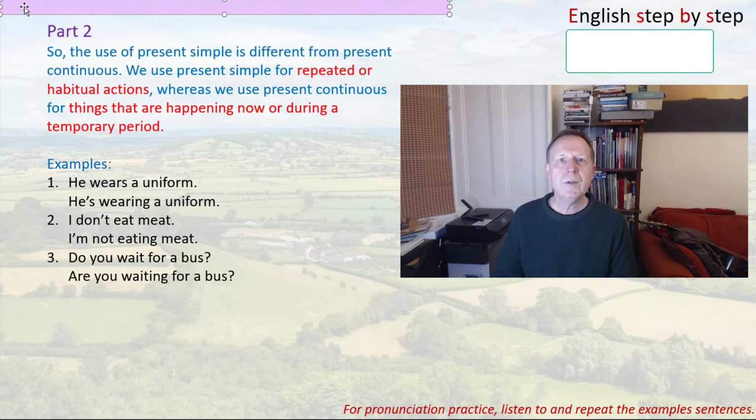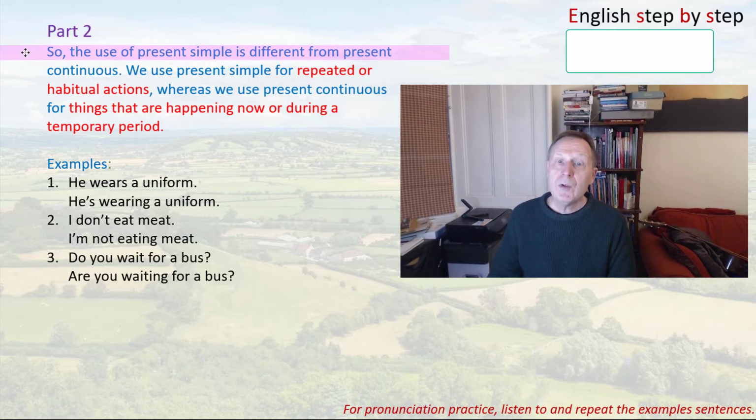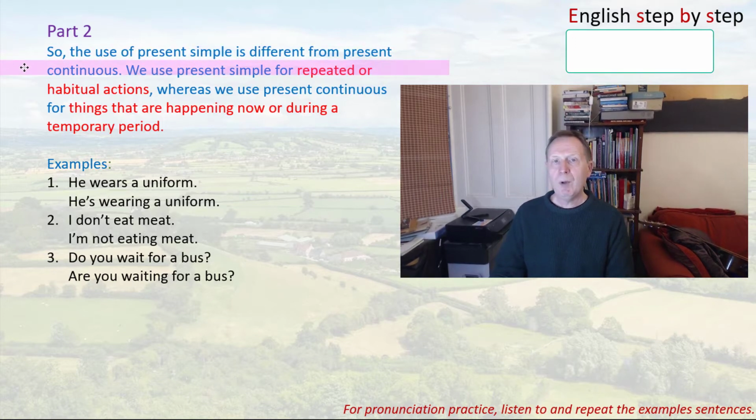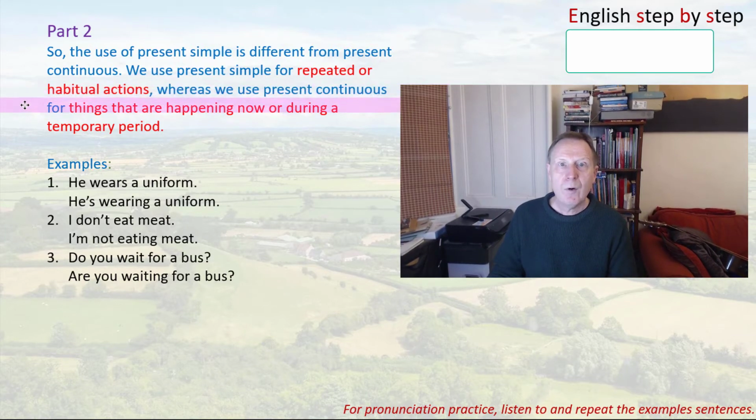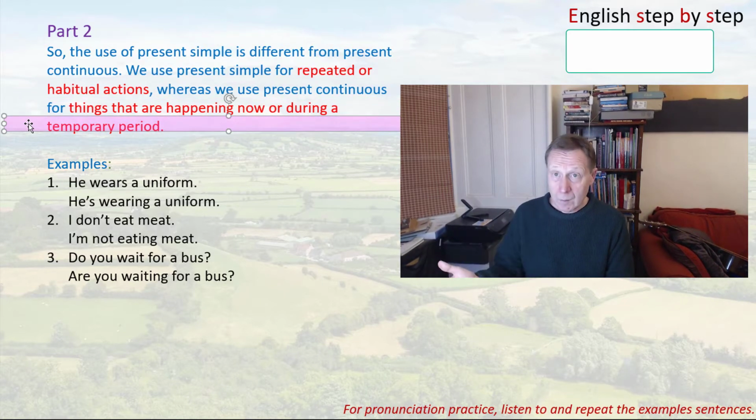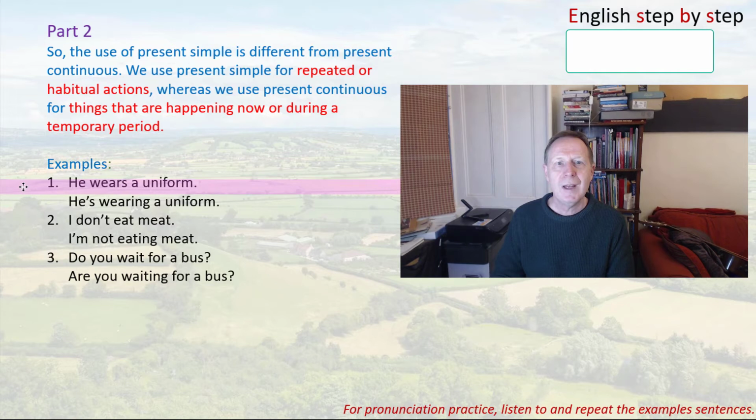Now, it's important to think about the difference between present simple and present continuous. The use of present simple is different from present continuous. We use present simple for repeated or habitual actions, whereas we use present continuous for things that are happening now or a temporary period. Now, you can watch my other videos about the present continuous to get a clearer idea of this. But let's look at 3 examples here.